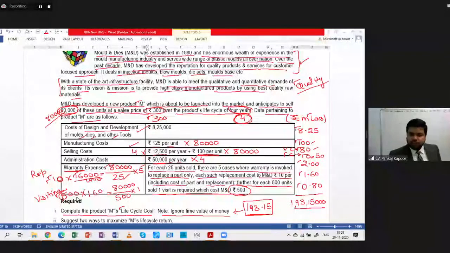I hope the first part is clear to everyone. We can move to the second part. Read the second part along with me. What is asked to you? So just the two ways to maximize the M's life cycle return. How the life cycle return can be enhanced.